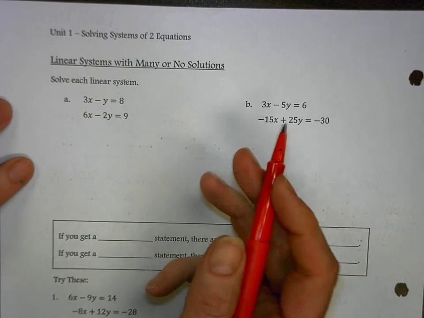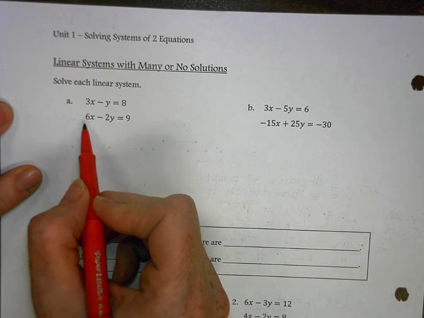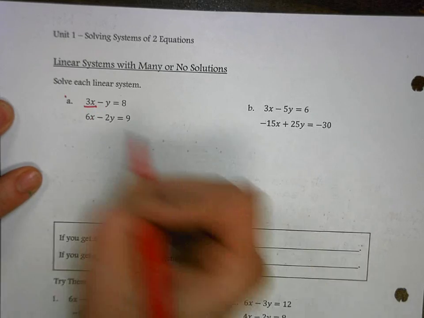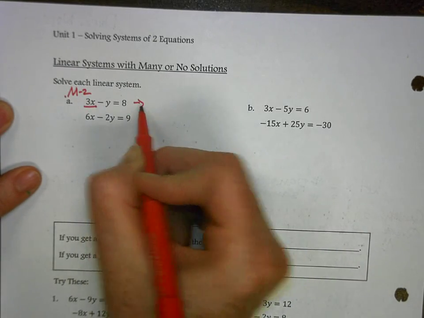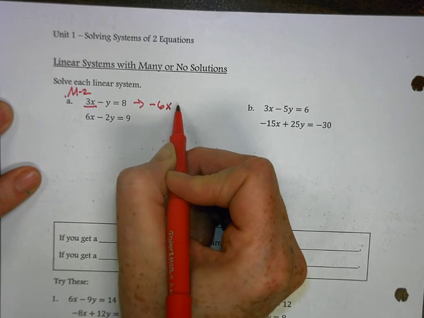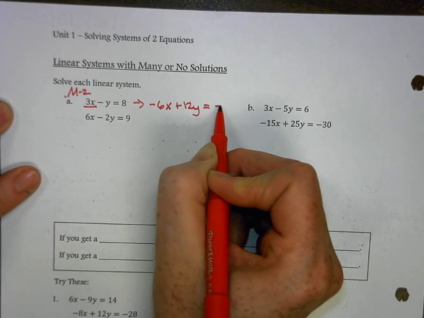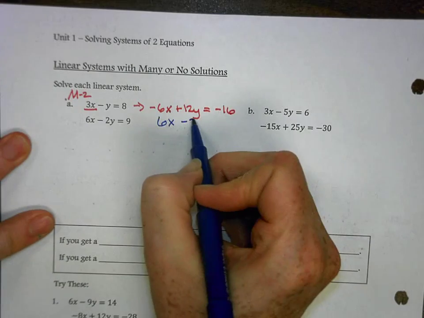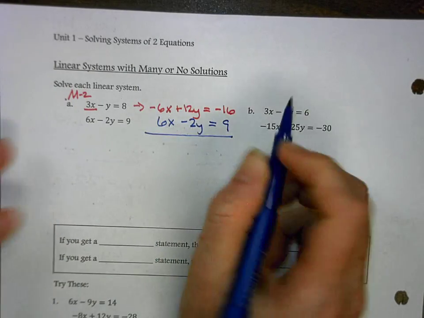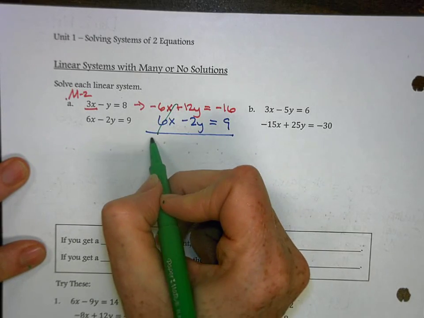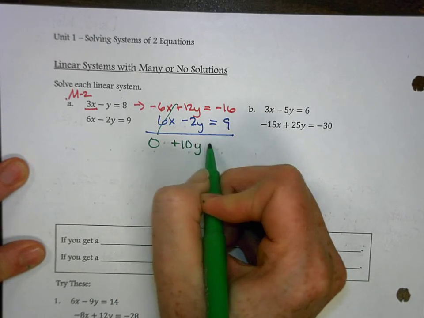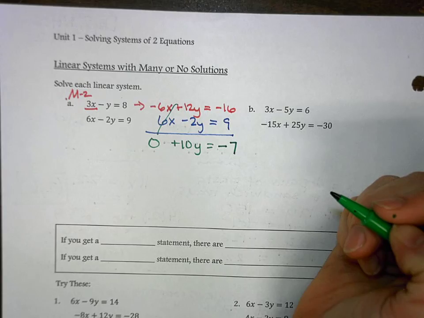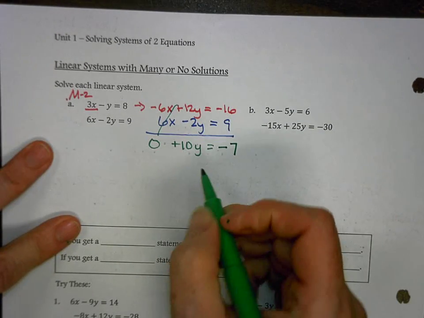What do you want to eliminate? Okay, let's eliminate the x's. If I want to eliminate the x's, I need a -6 here. So I multiply by -2, and I get -6x plus 12y equals -16. I just multiplied through. Now I'm going to just add to this. What do you get? Well, this cancels, and you get 10y equals -7, right? Yes. Okay.